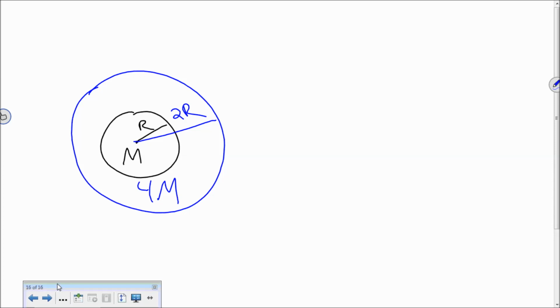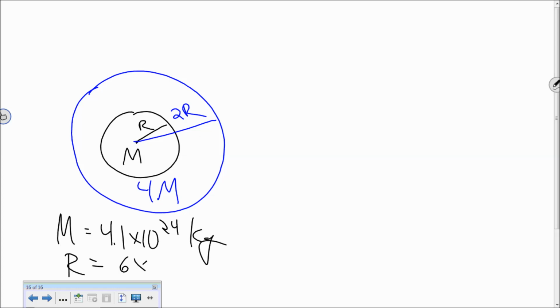And then it says that m is 4.1 times 10 to the 24th kilograms. And it tells us that r is 6 million meters. And it wants to know the gravitational acceleration of a particle at points r from the center of the planet, got it, and 3r from the center of the planet.